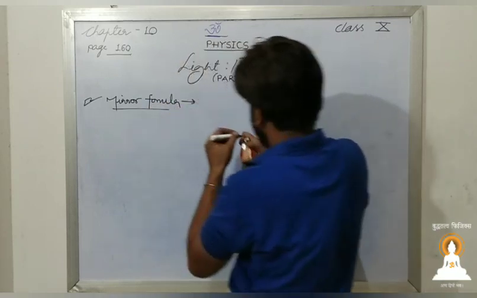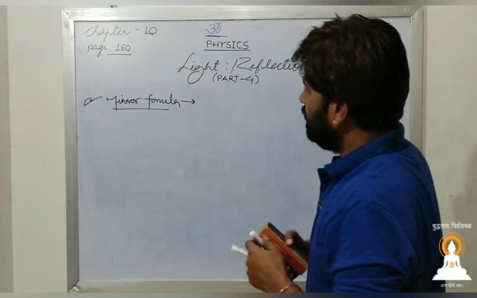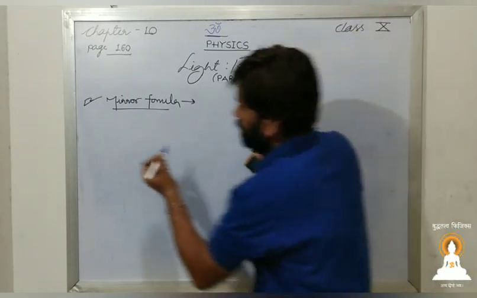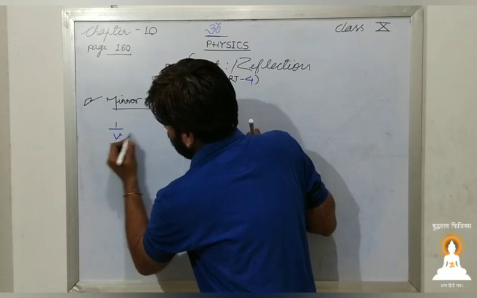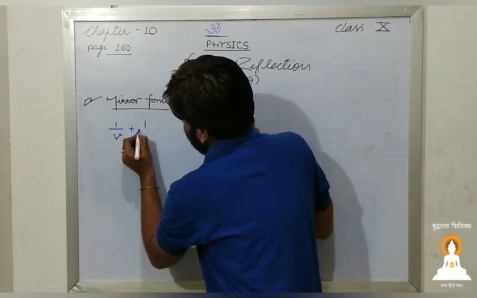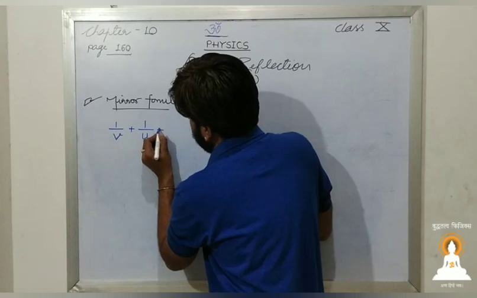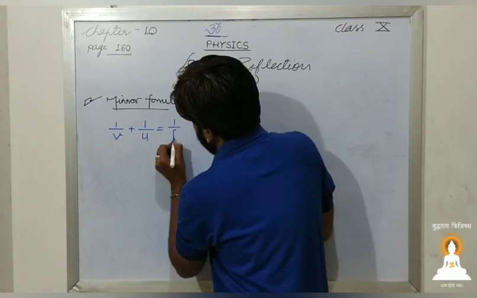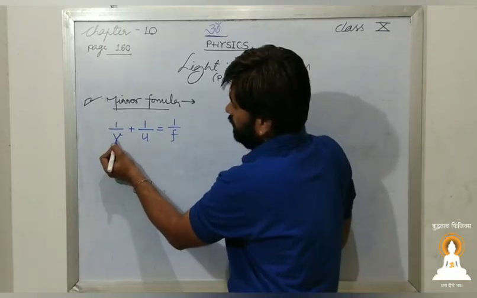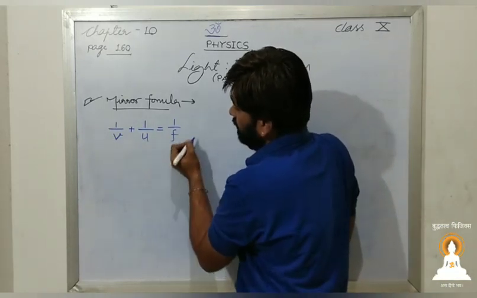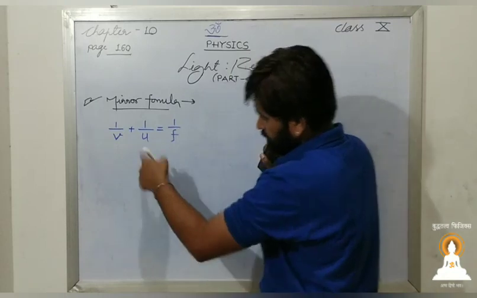Okay, so what is the mirror formula? The mirror formula is simply 1 upon v plus 1 upon u is equal to 1 upon f, where v, u and f have their respective meanings which we have discussed.